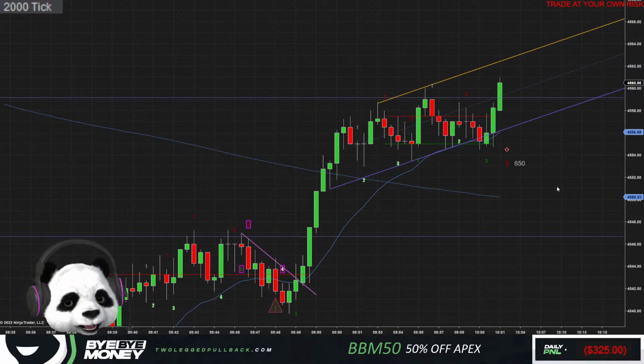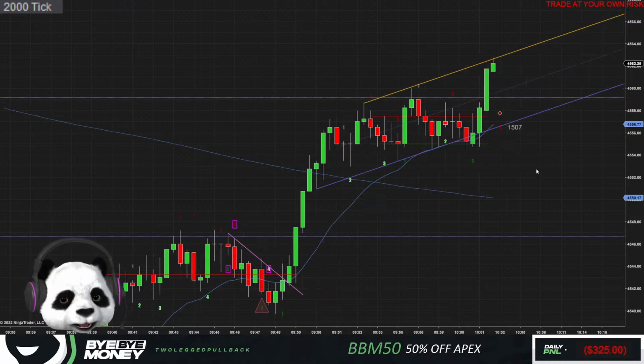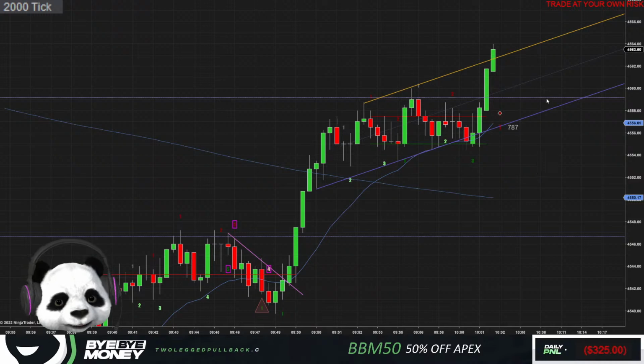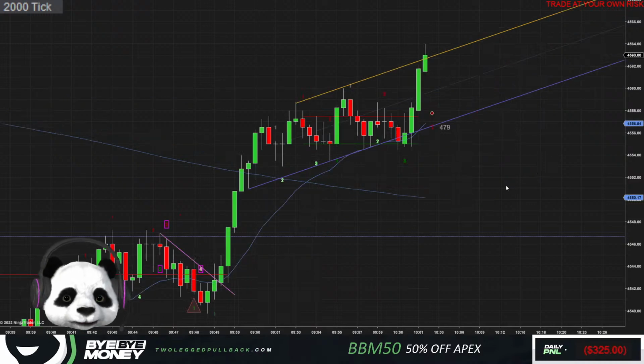Second entry long is successful. And that's ugly price action. You don't want that kind of price action when you're in a trade. Ends up working out for you very nicely here. Breaking above. I mean, we're just rocking and rolling here.